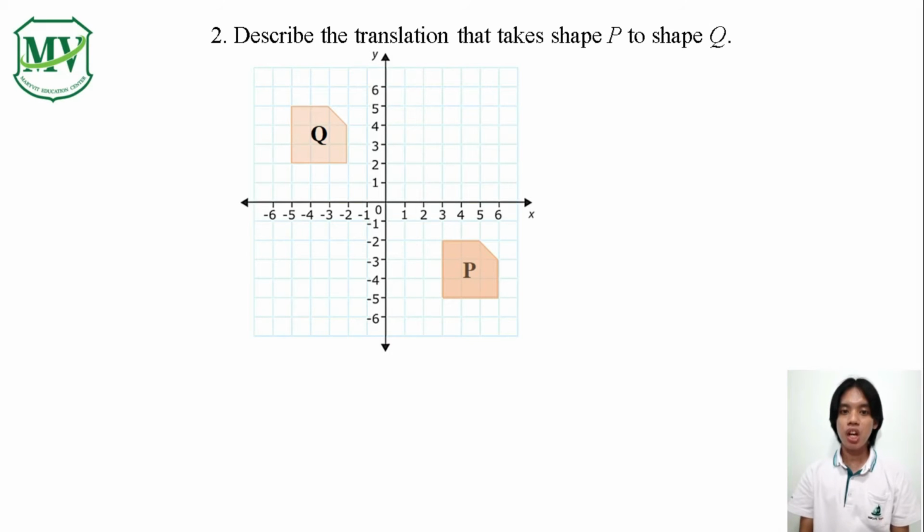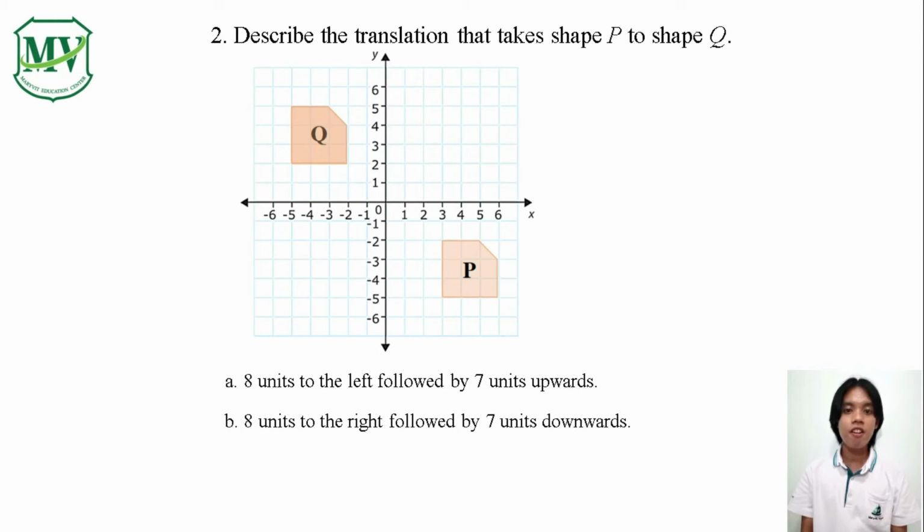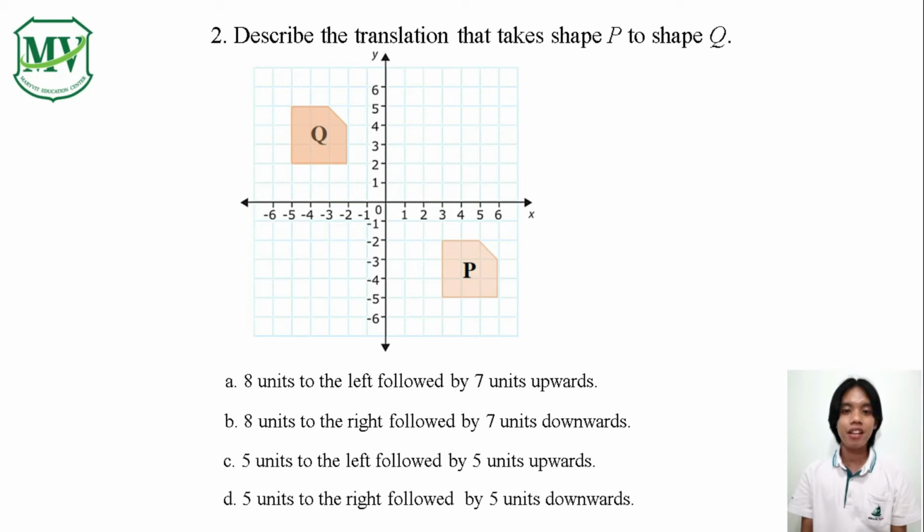The diagram shows the translation that takes shape P to shape Q. How do you describe this translation? A. 8 units to the left, followed by 7 units upwards. B. 8 units to the right, followed by 7 units downwards. C. 5 units to the left, followed by 5 units upwards. Or D. 5 units to the right, followed by 5 units downwards.